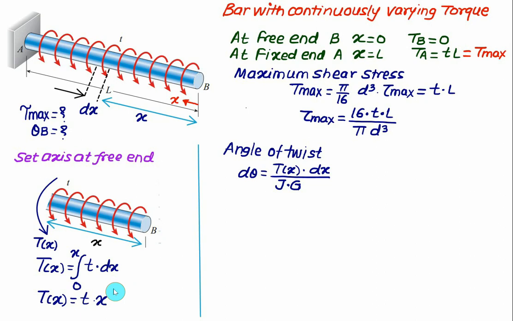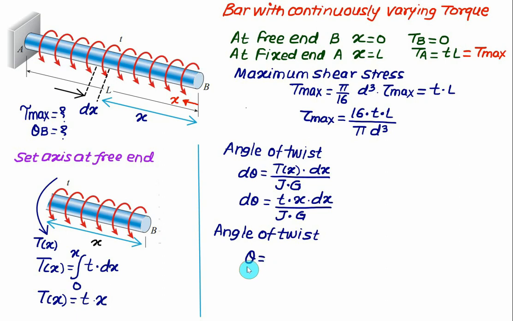We have Tx replaced as T into x, so we have d theta equal to T multiplied by x multiplied by dx. J will keep as it is, that is a constant value, and the G will be same as it is, that is a constant value. So the angle of twist will be obtained by method of integration, and you have to integrate here d theta from 0 to L. Now T is a constant value, J is a constant value, and G is a constant value, so that quantity we will take outside.